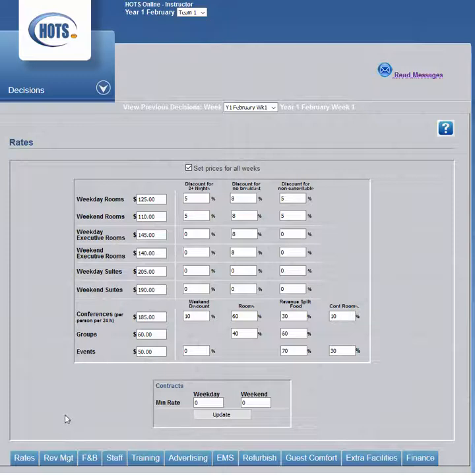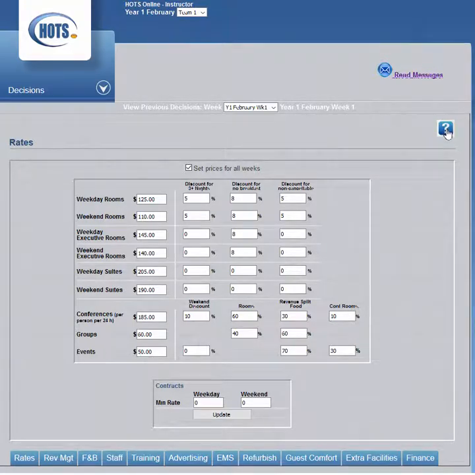So each team would see its own set of decision areas. And here you can see that they're making decisions on the rates that they're charging, the best available rate. The rate here for weekday room, for example, is for bed and breakfast. Each of these decision pages has a contextual help button on the top right here.